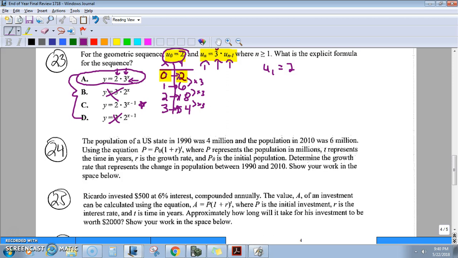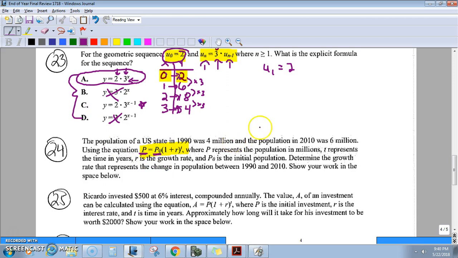P sub 0 is the initial population. Determine the growth rate that represents the change in population between 1990 and 2010. Okay, so we're still lucky. We want to find the rate. So we're trying to find R. So hopefully in this equation, we will have a number for everything except for R, which will make it pretty easy to solve. So in this equation, let's start with P sub 0.